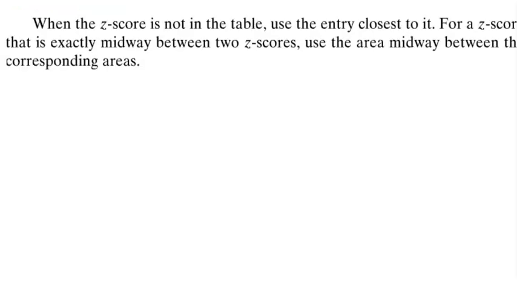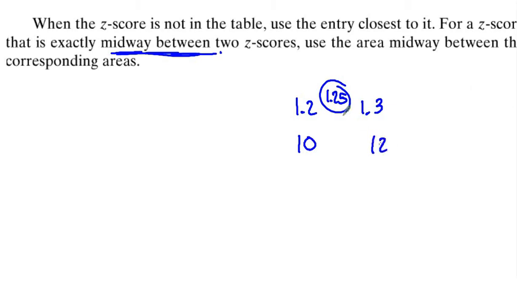Okay, and the next one I'm going to show you, if you are using the table, they say, you know, if you're midway between two z-scores, just use the average area. So if I was between like 1.2 and 1.3, you'd use like 1.25 or something like that. Let's say this had an area of 10, this had an area of 12. What's halfway between 10 and 12? You'd use 11. That's only if you're using the table, though.